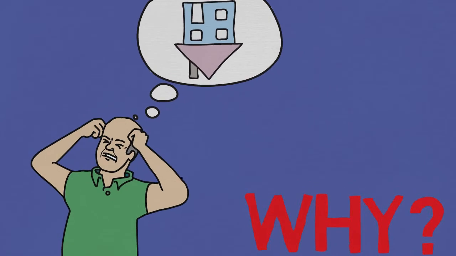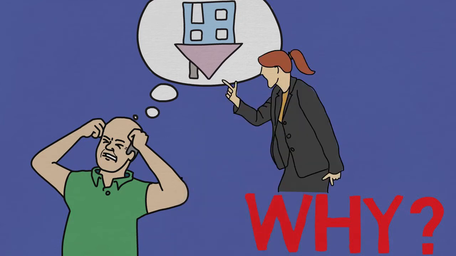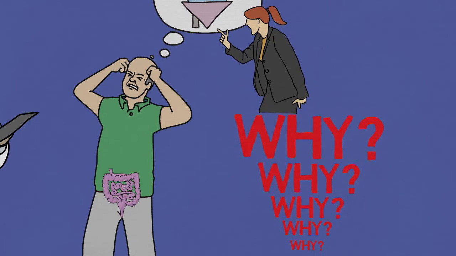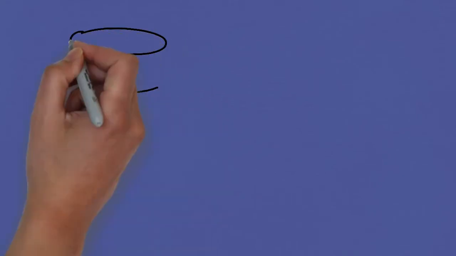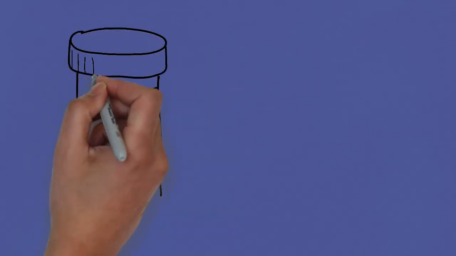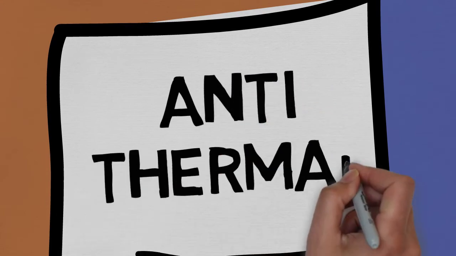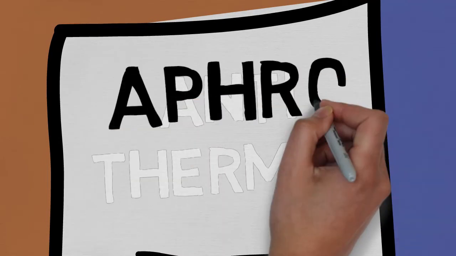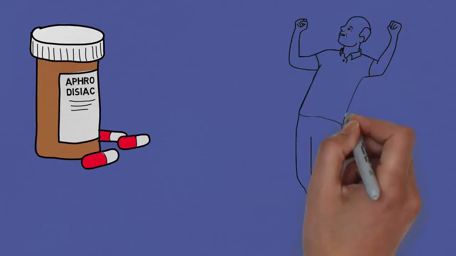Why is this patient stressed? My wife drives me crazy. Why does she drive him crazy? Why do they fight? Why is she always unsatisfied? By exploring more and more deeply the source of the problem, it will be possible to find the correct diagnosis and the most appropriate treatment. See that in this case, the first treatment indicated seemed to be an antithermal remedy, but we ended up indicating an aphrodisiac to solve this patient's problems once and for all. That was great. Thanks, doc.